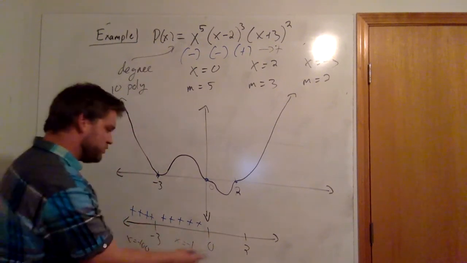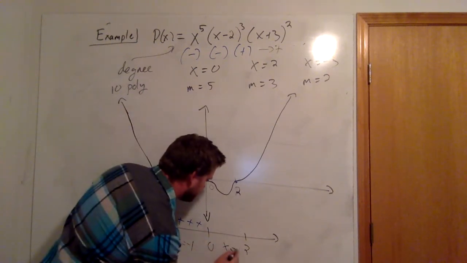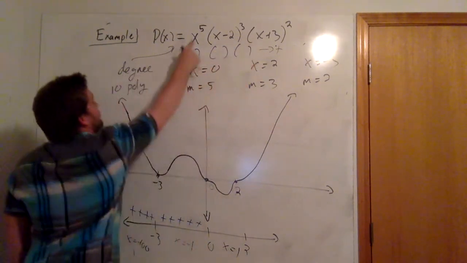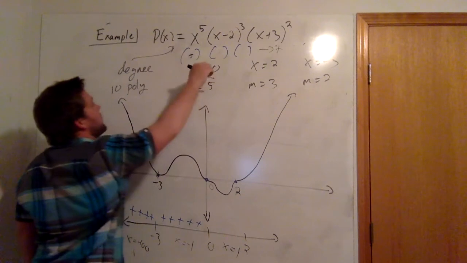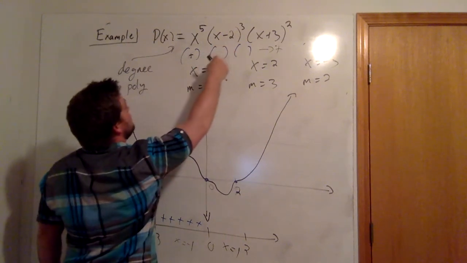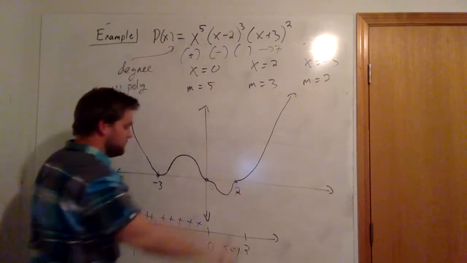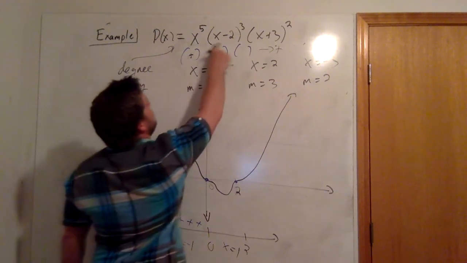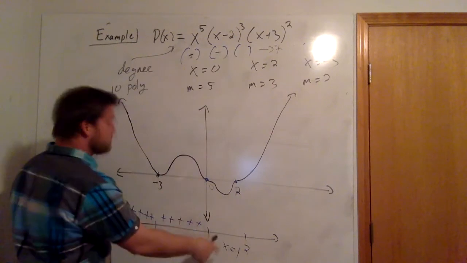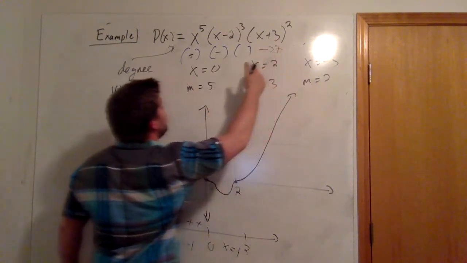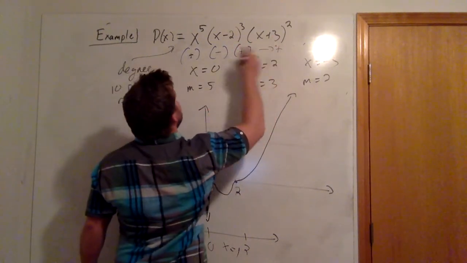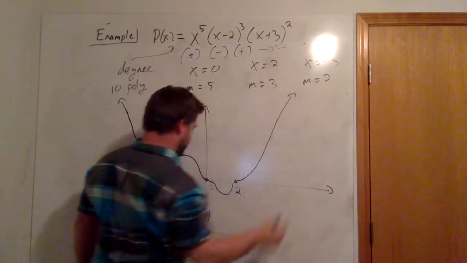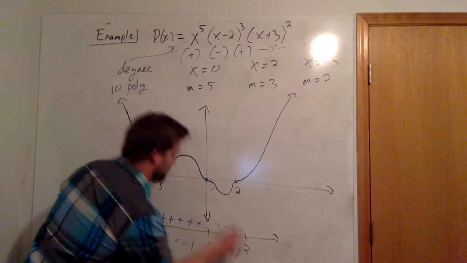Okay, if I plug a number between 0 and 2, how about x equals 1? If I plug in 1, and I raise it to the 5th power, 1 to the 5th power is positive. 1 minus 2 is a negative number. A negative number cubed is negative. Sorry, I'm plugging in 1. Yeah, 1 minus 2 is negative, and that cubed is negative. 1 plus 3 is 4. 4 squared is a positive number. Positive, positive, negative. That's going to be a net result of a negative. So it has to be negative in here, which is exactly what we have.